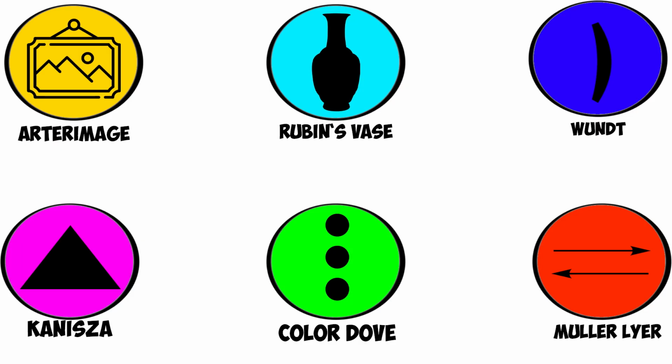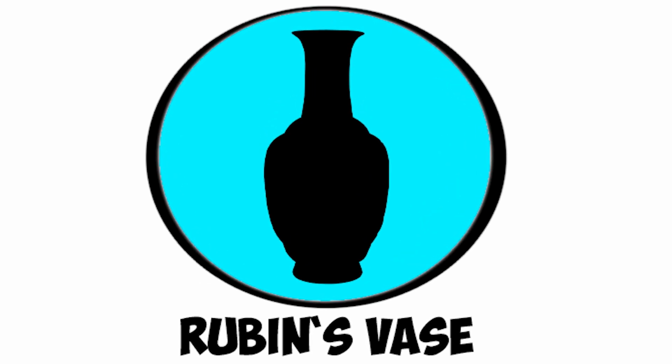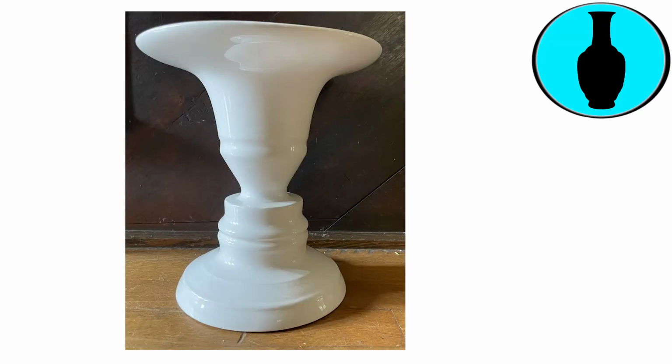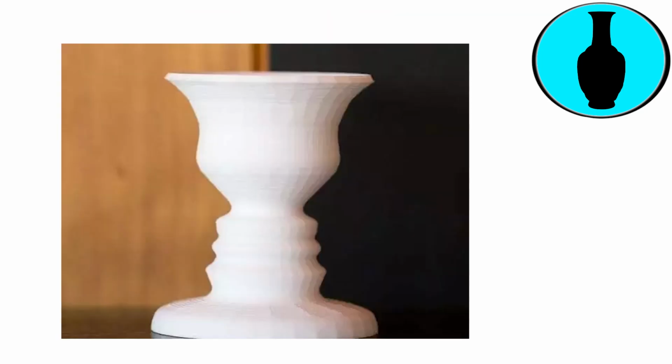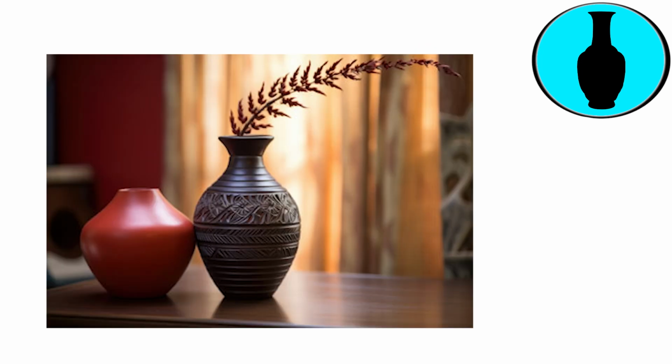The next optical illusion will be RUBINS VASE. The RUBINS VASE optical illusion is a well-known example of a figure and background illusion that demonstrates a phenomenon known as bistable perspective. This illusion was first described by the Danish psychologist Edgar Rubin in 1915.